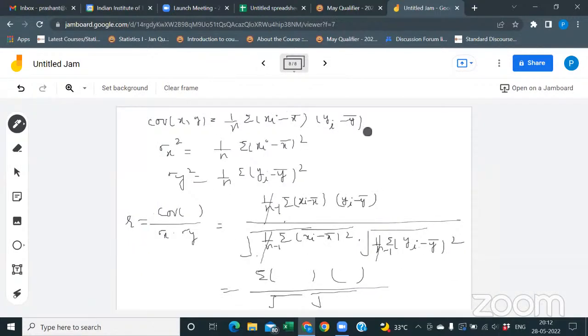Either you are using population covariance, then you have to use the population variance of x and the population variance of y. You cannot calculate the population covariance and then the sample variance. Either you are using population, then both in numerator and denominator you have to use population, and if you are using the sample formula, then you have to use the sample one in both. Got it? Yes, sir.